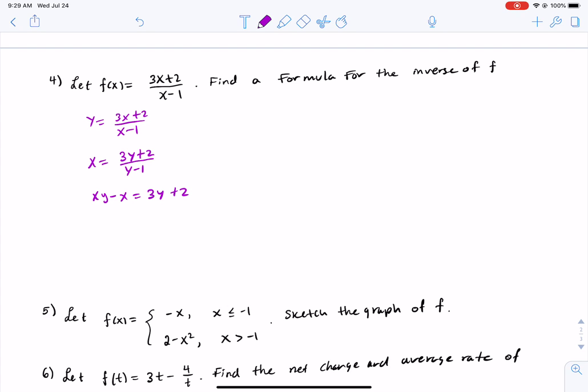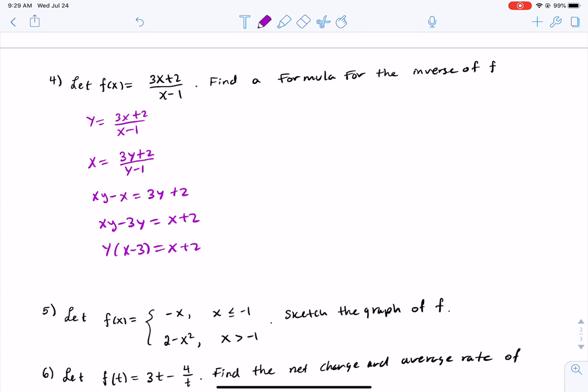And we're solving for y, so we have to put them on the same side, right? So I can get xy minus 3y equals x plus 2, if I move the y variables on the left side of the equation, and the x or any other terms that don't have a y on the right side of the equation. Factor out the y on the left side, right? And that will give us this.